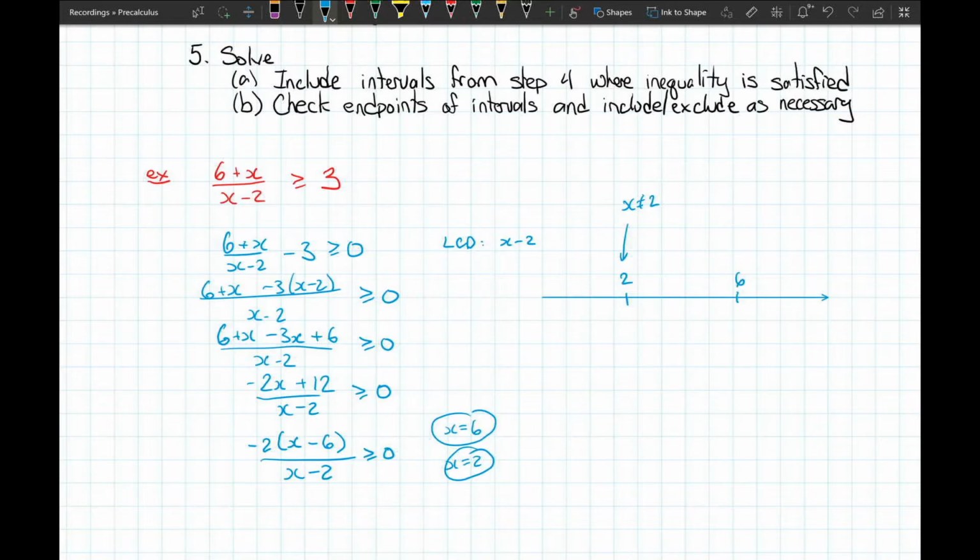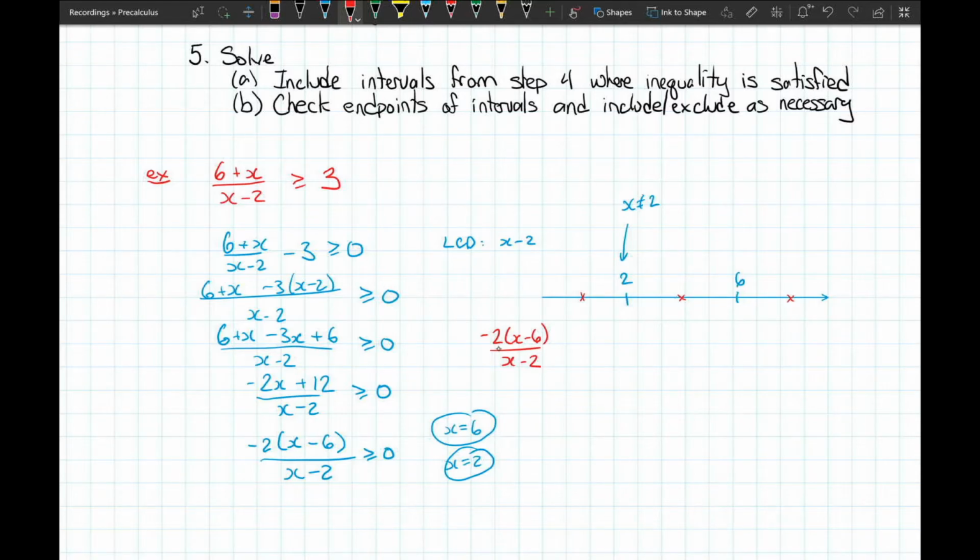And you can see there are 3 intervals. The first interval is everything to the left of 2. The second interval is between 2 and 6. And our third interval is greater than 6. And our expression, if we wanted to keep it in this nice factored form, is going to be a lot easier to work with. From here, we can take a look at the individual factors.